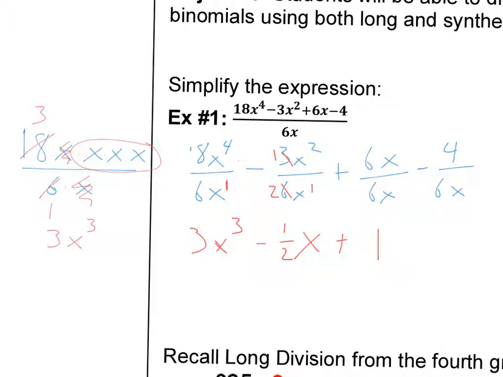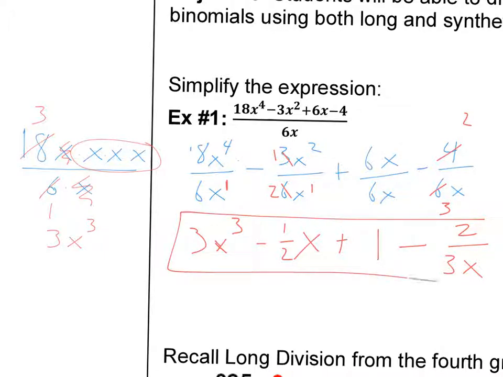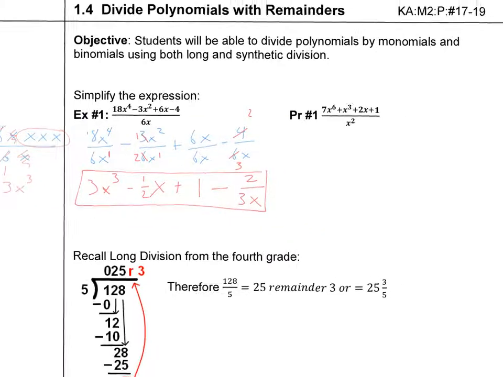And then lastly, over here, we could take a 2 out of both of those, and I'd have a 2 over 3x. So I'm just going to write, oops, almost wrote plus, minus 2 over 3x. And now I've simplified down this expression. And that's perfect. That's exactly what I want to be able to do.